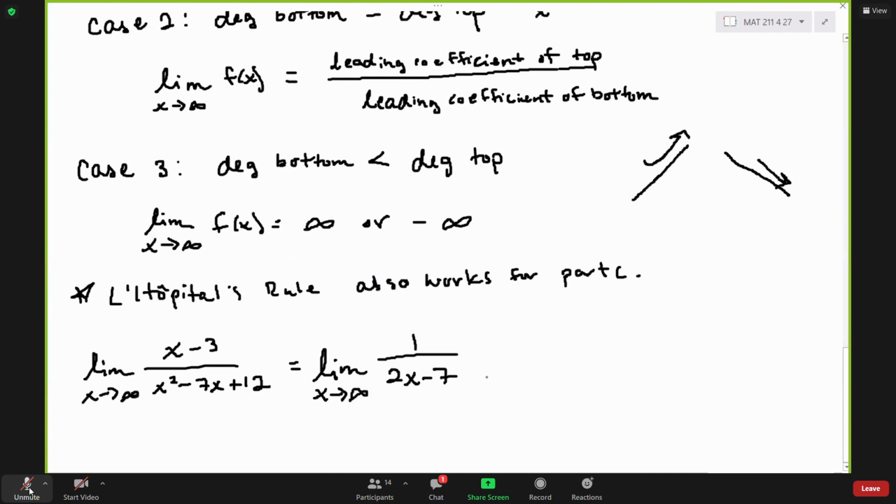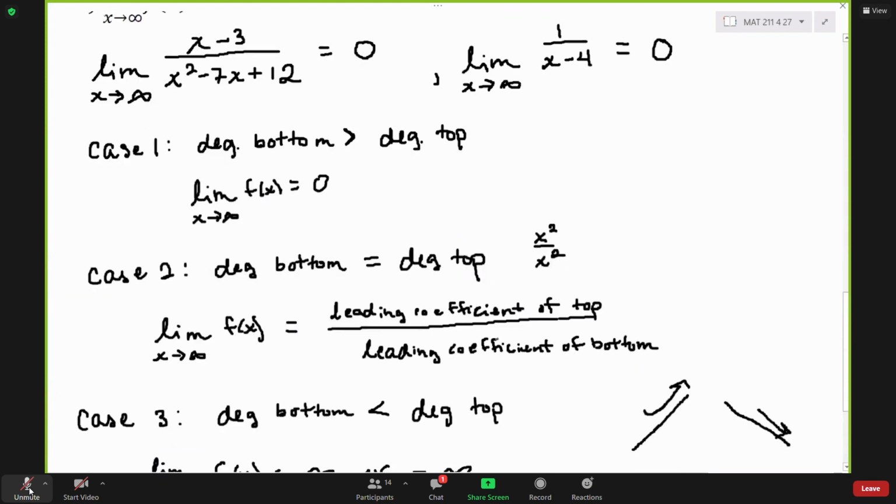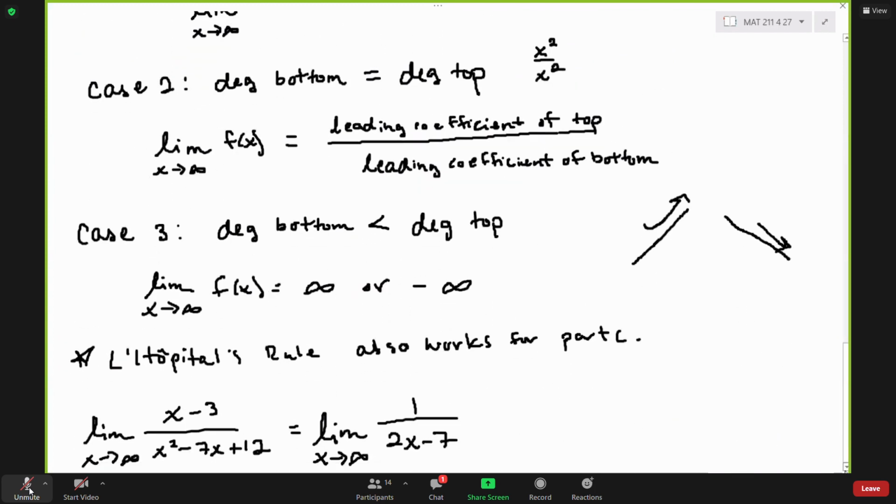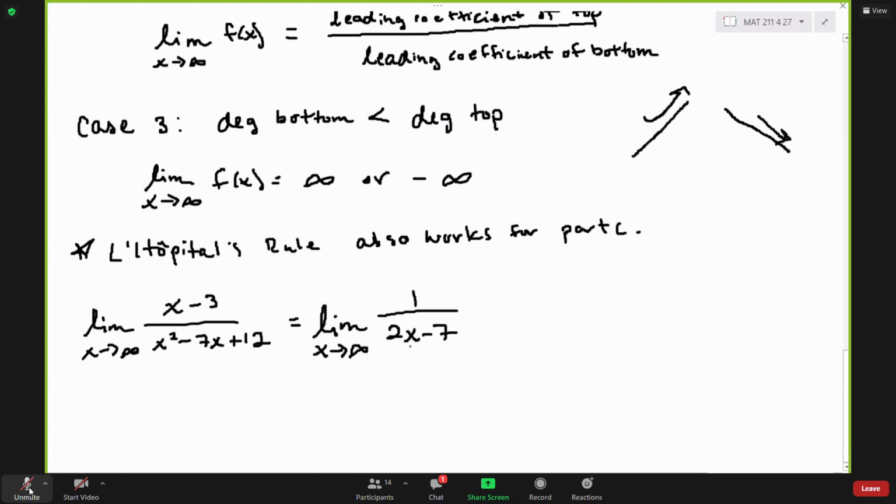And for the same reasons as I mentioned up here with our reduced version, since the top is staying 1 and the bottom is going to explode and go toward infinity, that whole thing turns into 0. And so L'Hopital's rule would work in this situation for any of the cases, not just for case 1. So if you really like L'Hopital and you don't want to remember all those cases, that's a way you can do that.